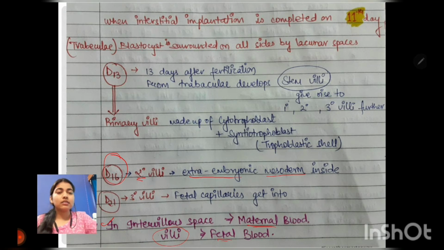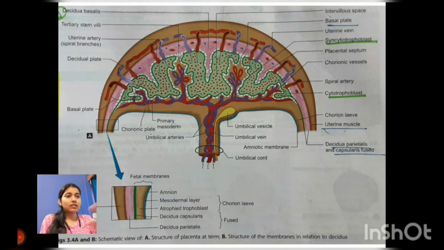So we have three important days: day 13, day 16, and day 21. On day 13, primary villi form, on day 16, secondary, and on day 21, tertiary villi are formed. So this is a diagram.